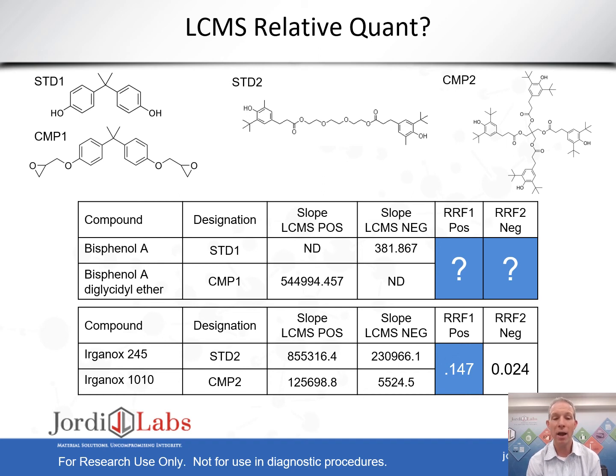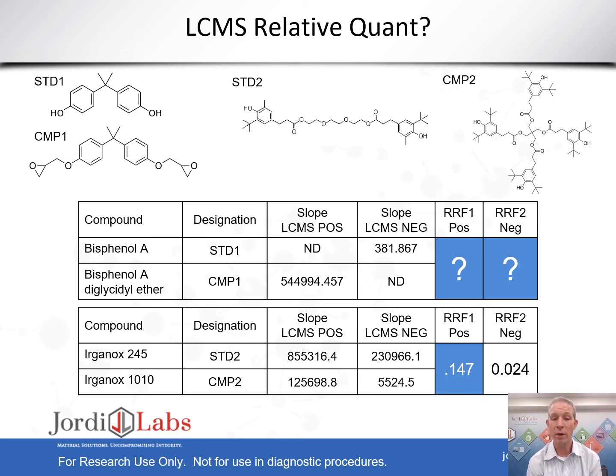if we try to analyze bisphenol A diglycidyl ether using bisphenol A, the two compounds do not even ionize in the same mode. One ionizes in positive mode and one in negative mode. Therefore, we cannot do relative quantitation using bisphenol A as a surrogate standard. Now, you might say to me, well, Mark, I could have predicted that because bisphenol A has a phenolic group that bisphenol A diglycidyl ether doesn't have. And I would say, well, yes, that's true, but let's consider the other example.